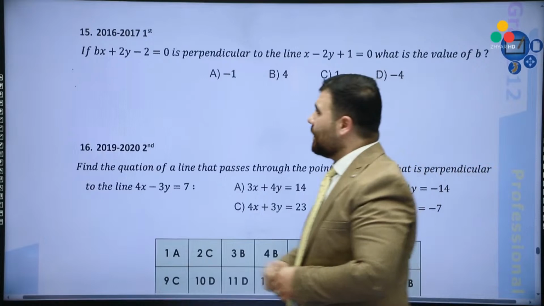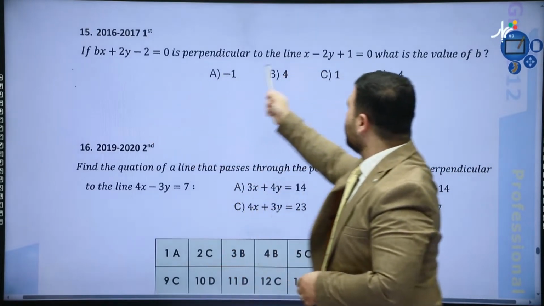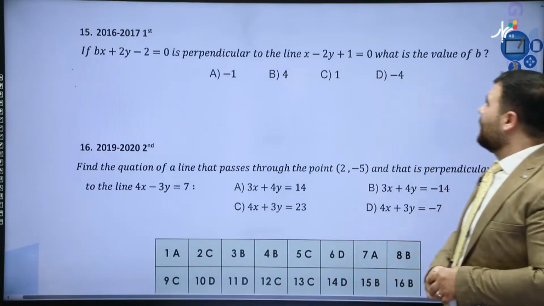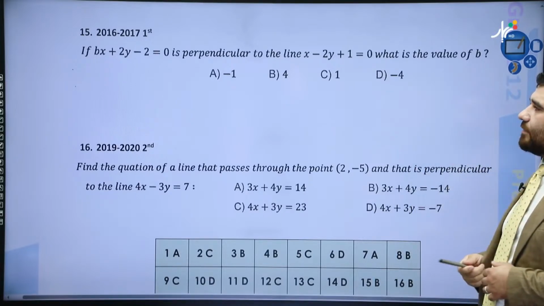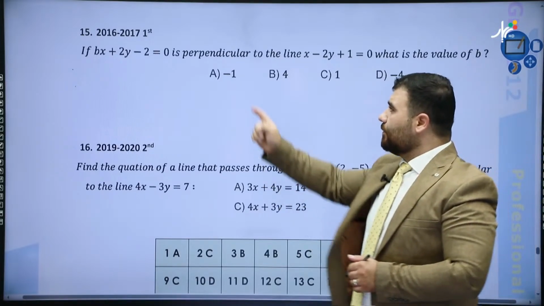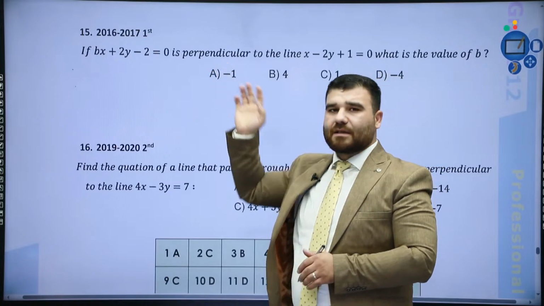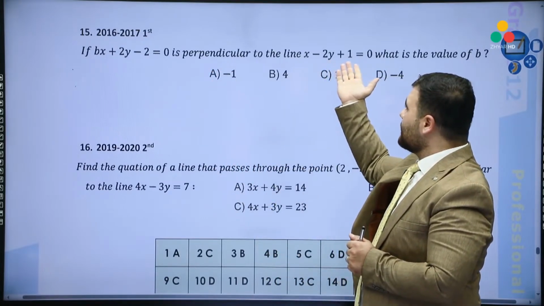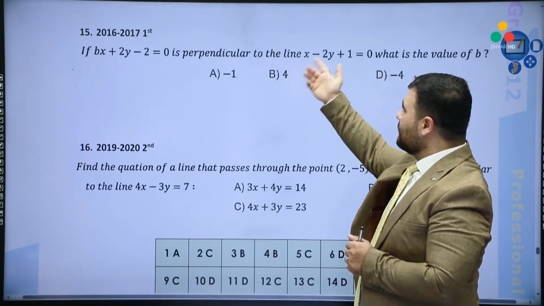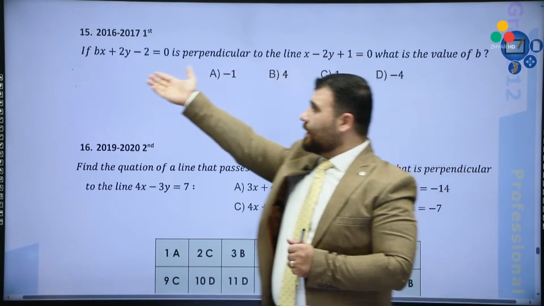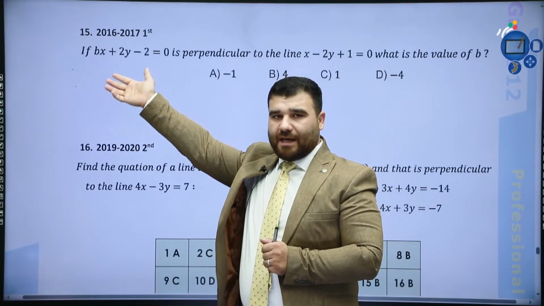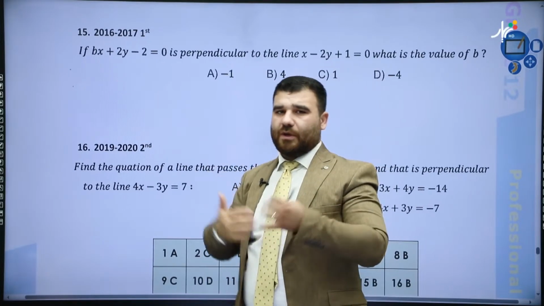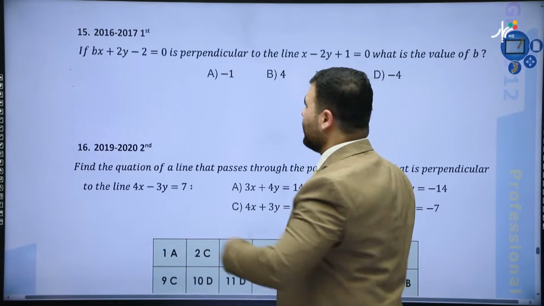if bx plus 2y minus 2 equal to 0 is perpendicular to this line, what is the value of b? Now, perpendicular has something to do with slope. We need to find the slope of this line. In this line there is nothing unknown. We can find the slope. Here we cannot find the slope. We write a slope in terms of b, then we equate the two slopes, we find b.